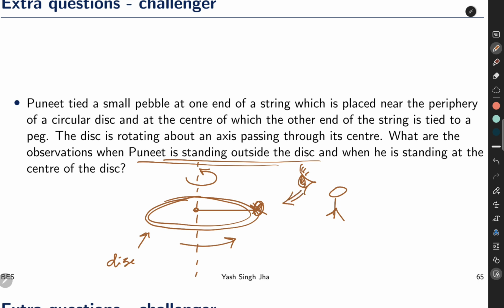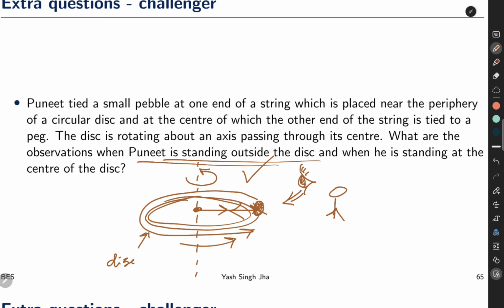When you watch from outside, what will happen? You will see that the string will be taut and the stone is also rotating with the disc, which means a uniform circular motion is happening for the stone. There is a force that the string puts on the stone inwards towards the center of the circular path. That is what Puneet will see when he is standing outside.